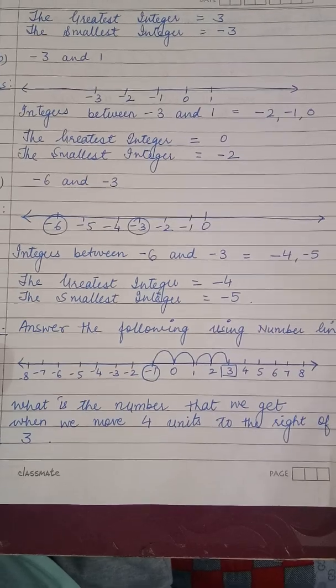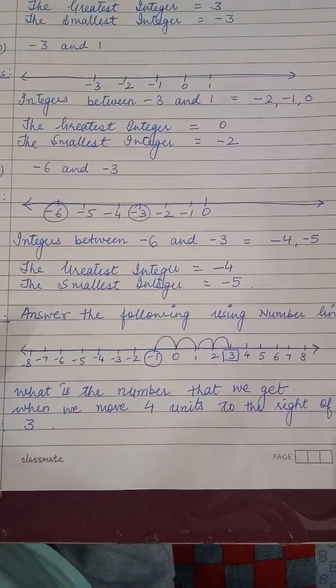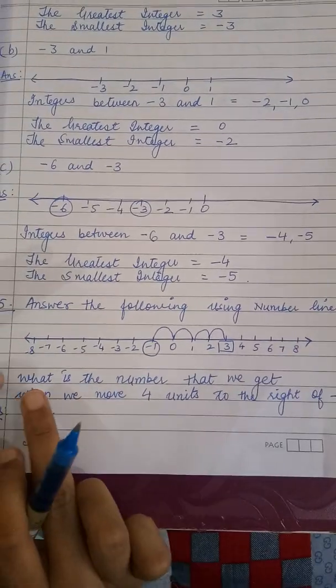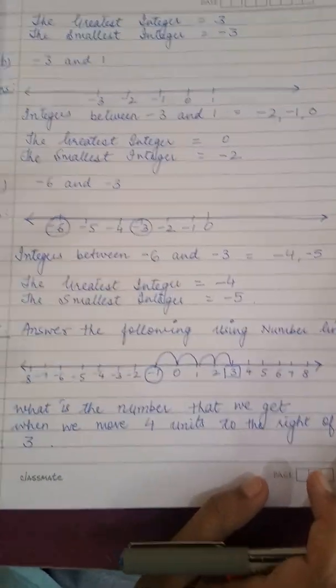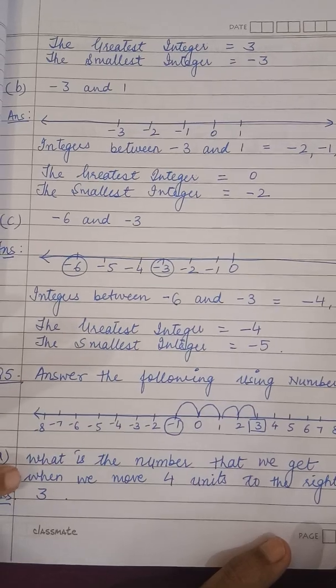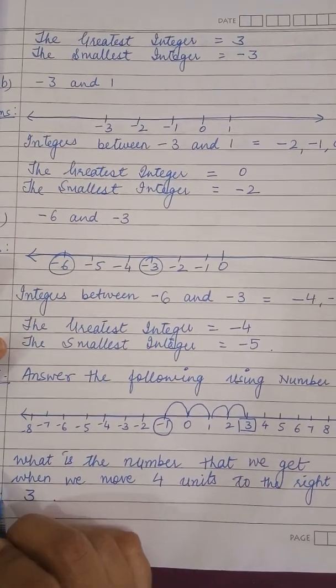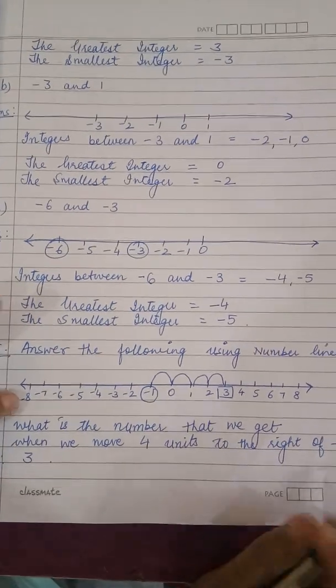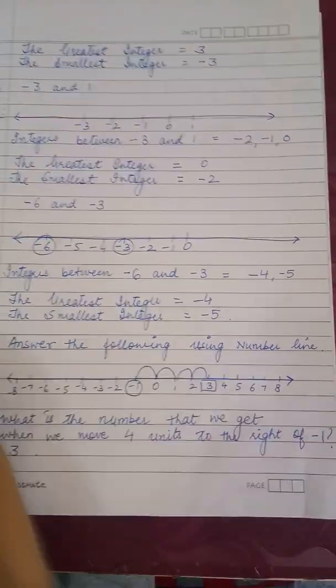Next, let's move to question number 5. Answer the following questions using the number line. Now the number line has been given in the book. These questions are given to you. A and B part has been given to you, and then you have to write the answers to it. First part is, what is the number that we get when we move 4 units to the right of minus 1? Now this number line is there.